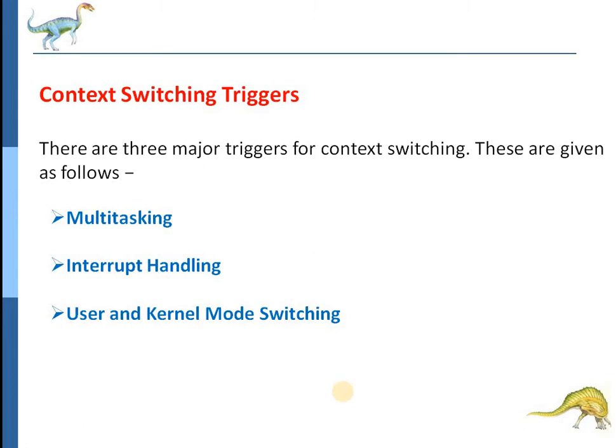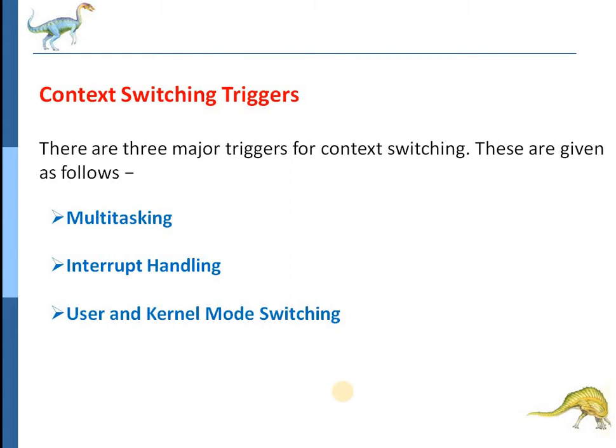And last, user and kernel mode switching. A context switch may take place when a transition between user mode and kernel mode is required in the operating system. Means what? The operating system has two modes, user mode and kernel mode. In user mode, it uses some libraries. By using those libraries, the user enters the program and those programs are in user mode. After it transfers into kernel mode, at that time the context switching occurs.